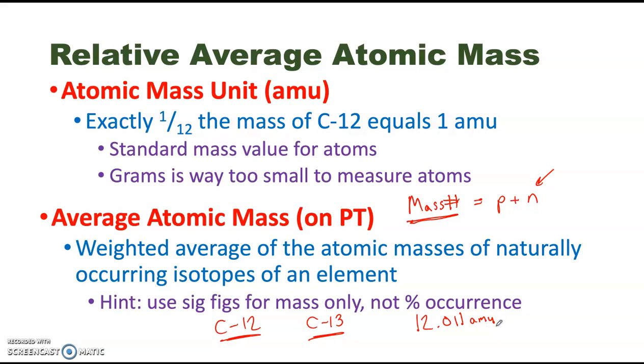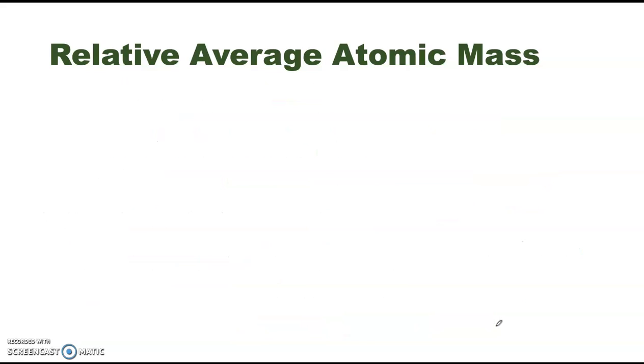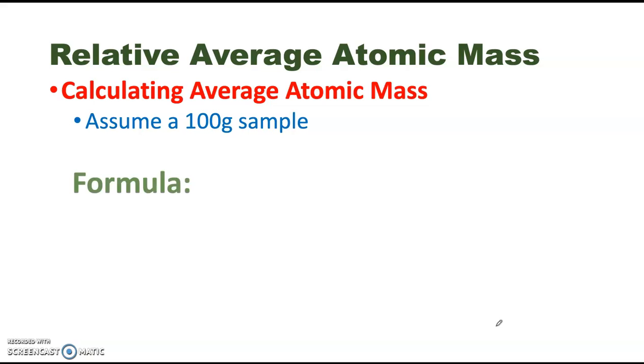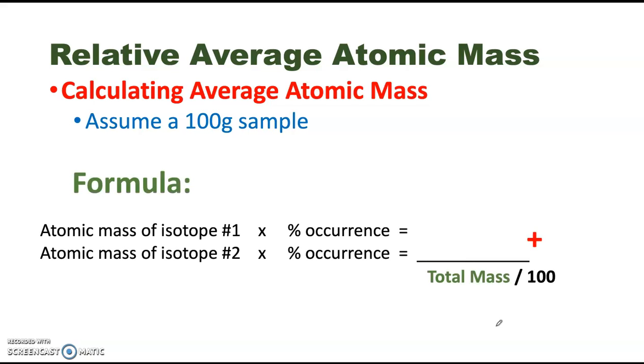Now, hint, use the sig figs for mass only, not for the percent occurrence. So you'll see what that means in the next slide here. So we're going to practice calculating it. The first thing you do is assume you have a 100-gram sample. And you'll be given the masses of both isotopes. So you'll get the mass of each isotope, and you'll get the percent occurrence. You'll see an example in a second.